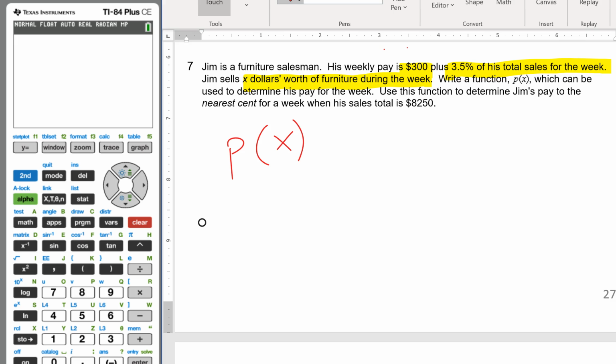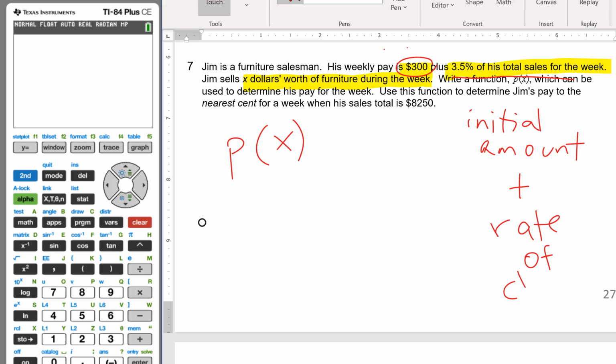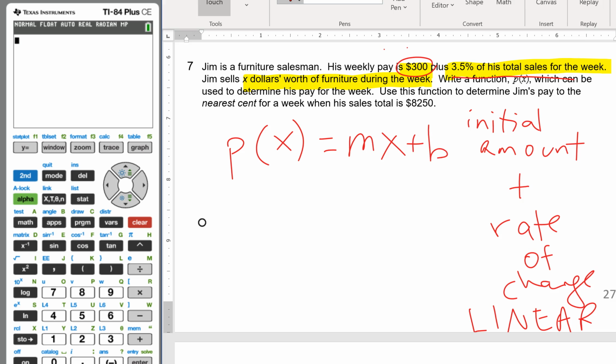So the first thing we have to do is figure out what type of function we're looking at. We have the $300, which is our initial amount, a base pay, plus 3.5% of sales, some specific rate, or what we would call rate of change. That should be the giveaway that this is a linear function taking the form y equals mx plus b. Now the easy part here is the b. We had an initial amount of $300.